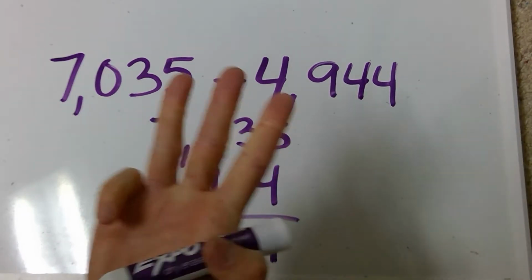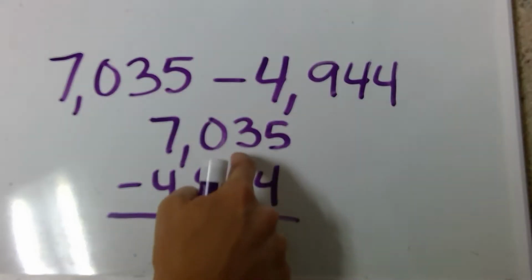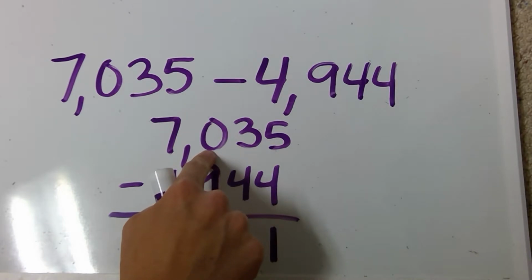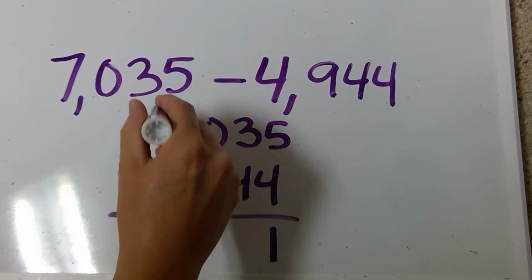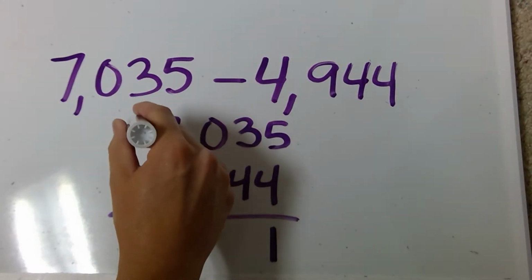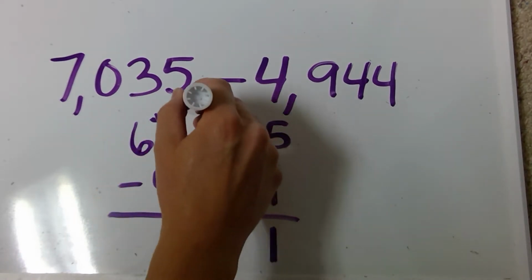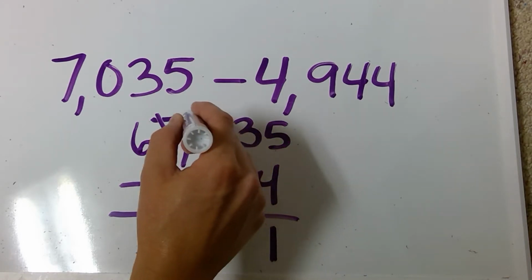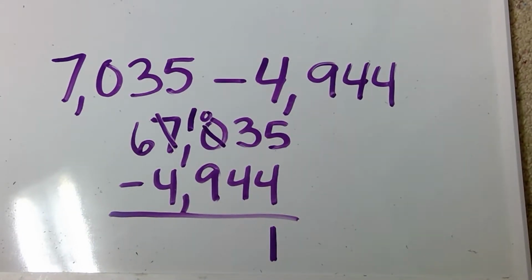3 minus 4. If I have 3, can I take 4 away? No. So that means I need to borrow. But I can't borrow from the 0 because there's nothing there. So I have to go all the way to the 7 and borrow from the 7. So now I'm just going to take 1 from the 7. It becomes a 6. That 1 from the 7 I borrowed makes this a 10. And some of you just put a 1 there. Some of you cross this out and make it a 10. Either one is fine. It doesn't really matter.